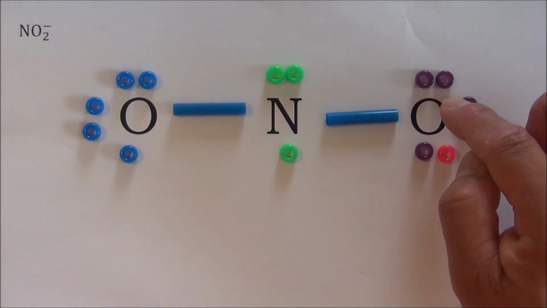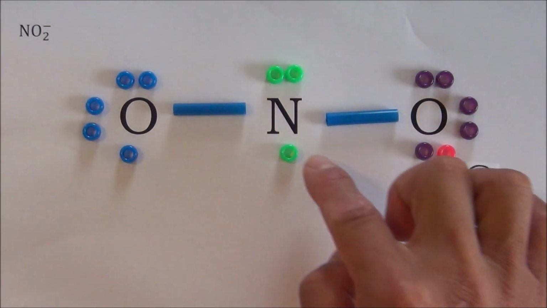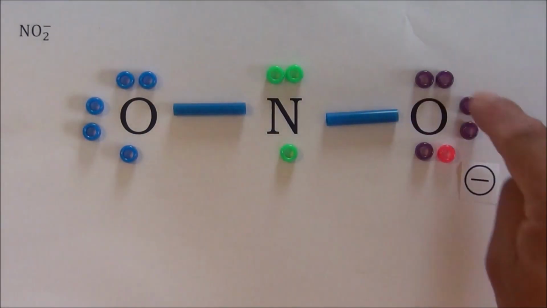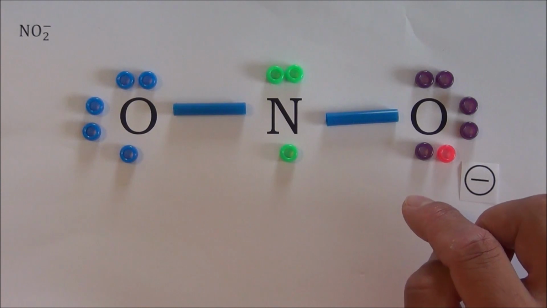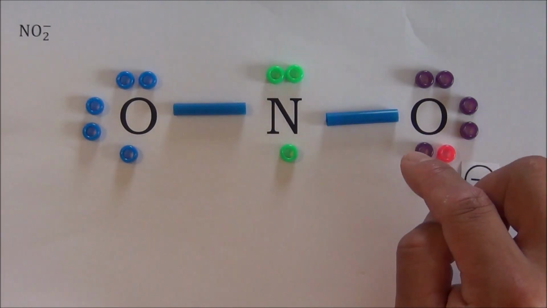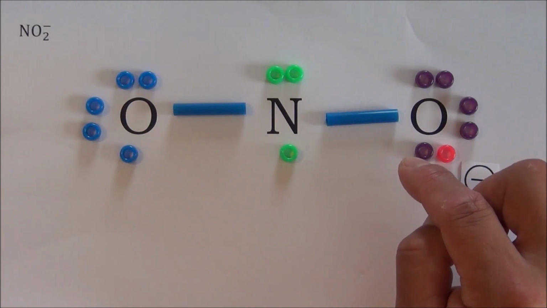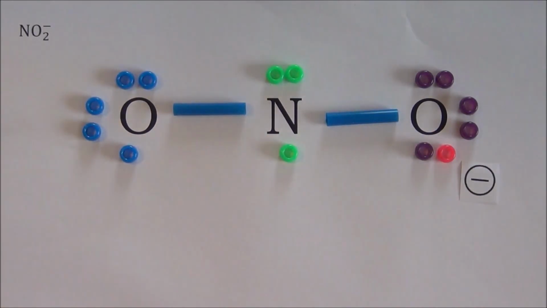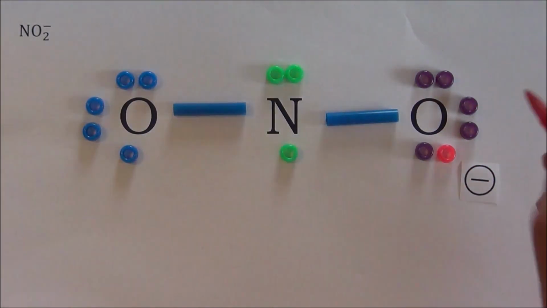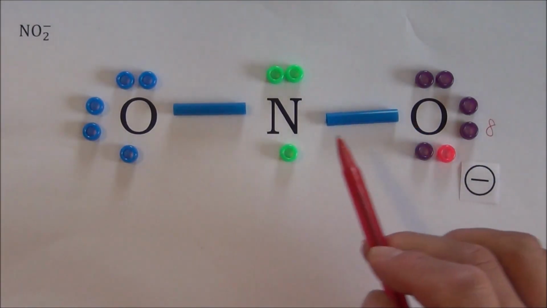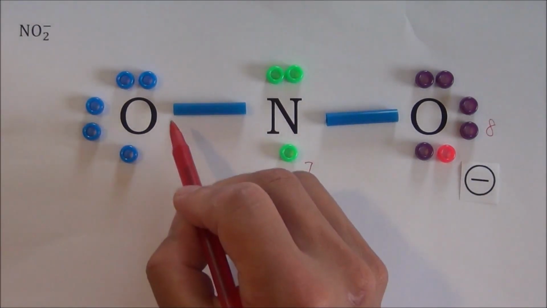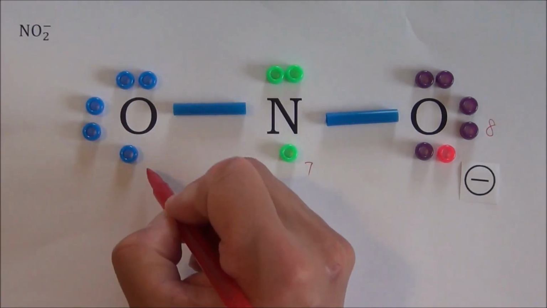Lone pair electrons are not shared between atoms. Shared pair electrons are shared between 2 atoms. The lone pair electrons are counted as octet electrons only for one atom. The shared pair electrons are counted as octet electrons for both atoms. Let's count. 1, 2, 3, 4, 5, 6, 7, 8. 1, 2, 3, 4, 5, 6, 7. 1, 2, 3, 4, 5, 6, 7.